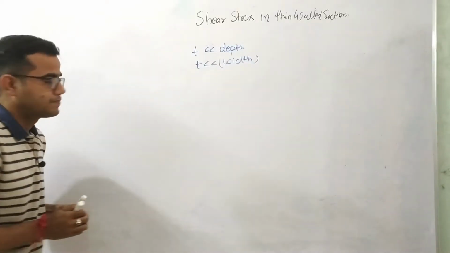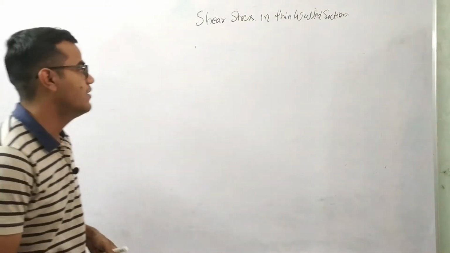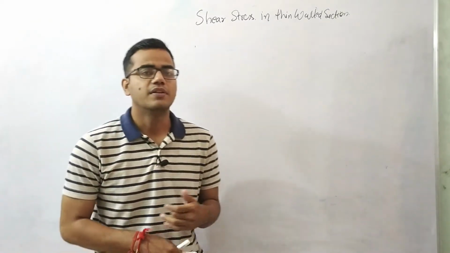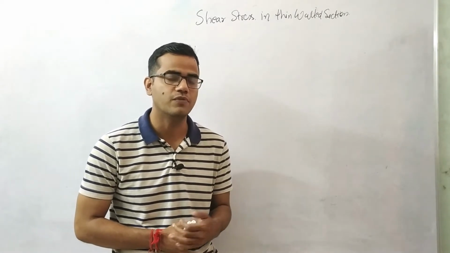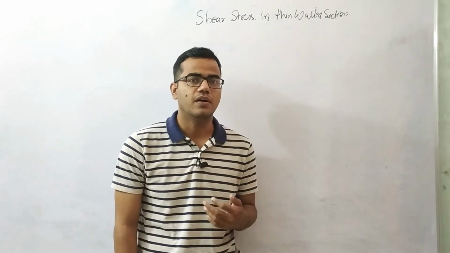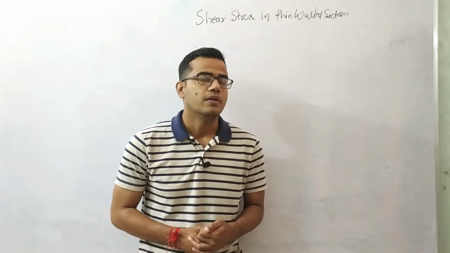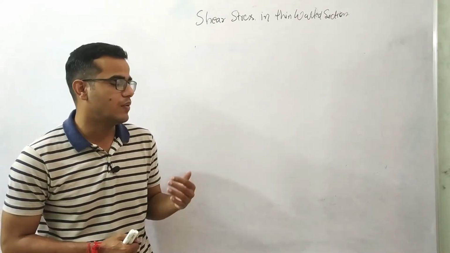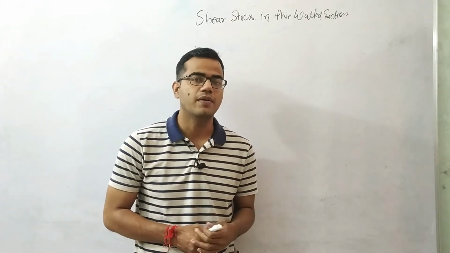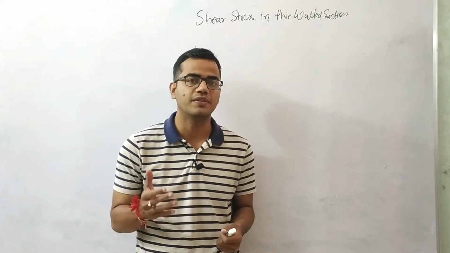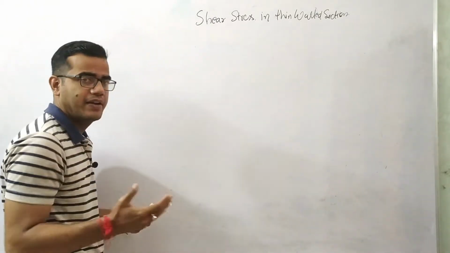The advantage of using the thin wall section is that its strength with respect to bending, upon the weight ratio, is very, very high. What I want to say is that you need less material to resist the bending if you are using the thin wall section, or you can say that the thin wall section will behave better in bending.